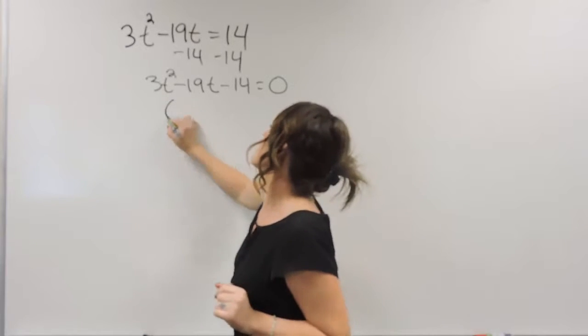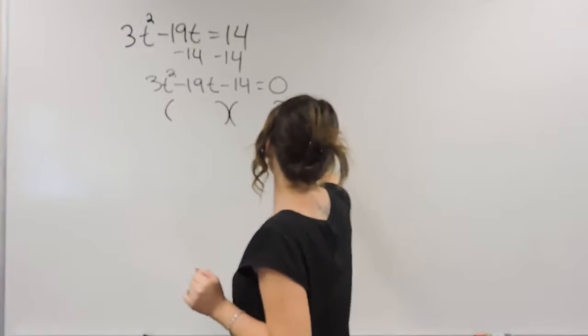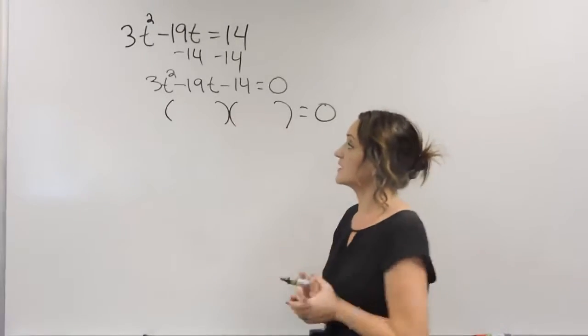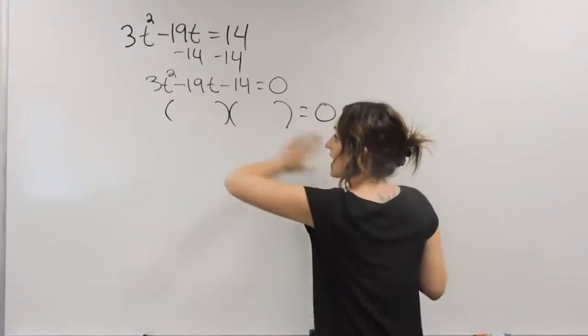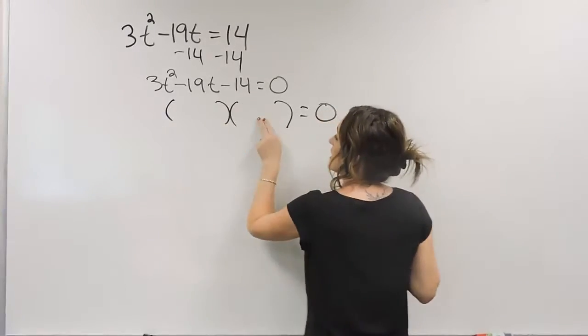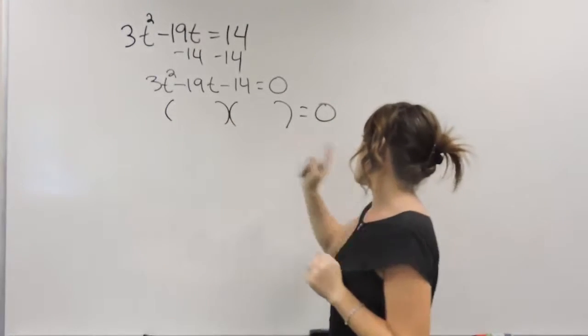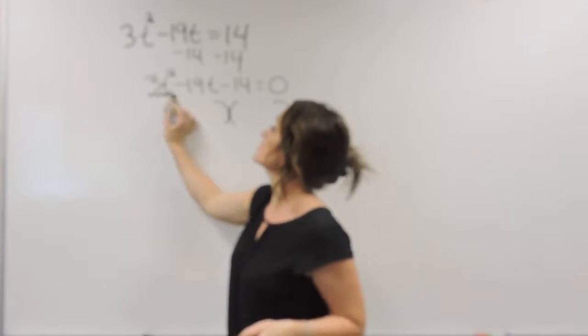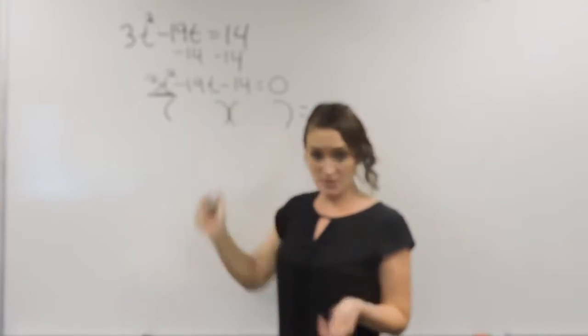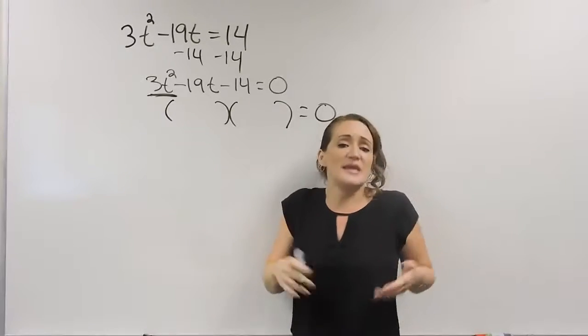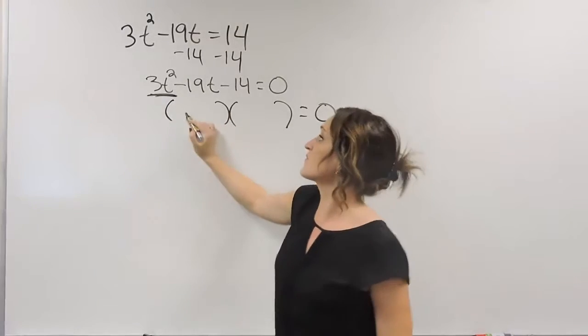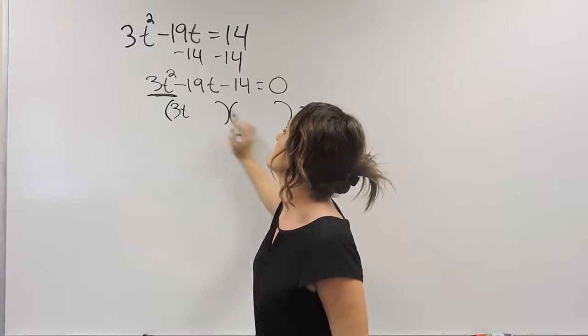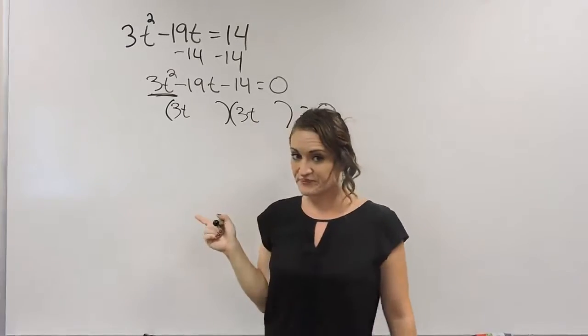So this is the way that no-fuss factoring works. We typically factor a trinomial into a binomial and a binomial. So I draw my parentheses here, and the first thing that we do is we look at the first term that we're given, 3t squared. And essentially we repeat that twice. Since I have 3t there, I'm going to write 3t and 3t.